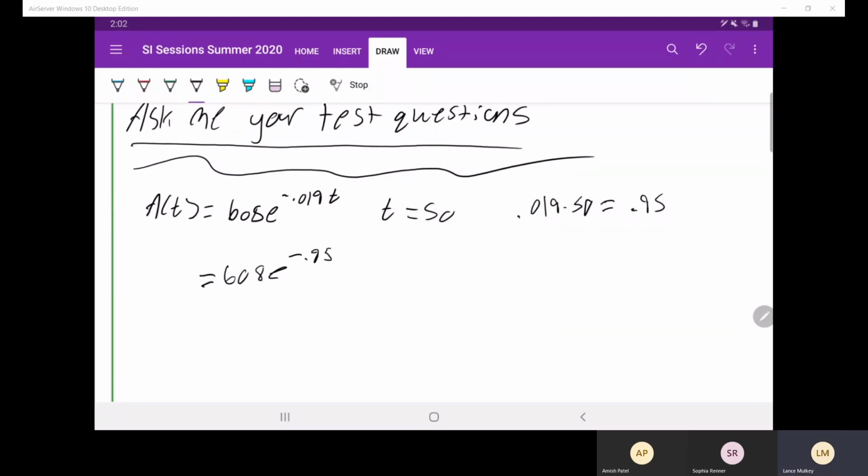So that's 608 e to the negative 0.95. That equals 608 over e to the 0.95. And without a calculator, this right here is your final answer. Y'all don't know how to do a power series yet, so y'all can't really expand that. Yeah, that's what you get. That's what you would have to put in as your final answer, unless it was multiple choice, I don't know how the test looked.